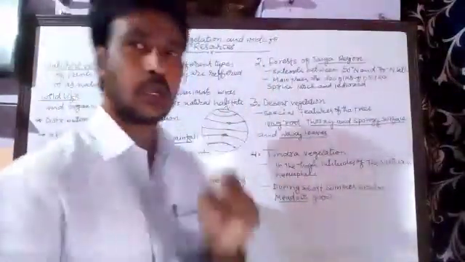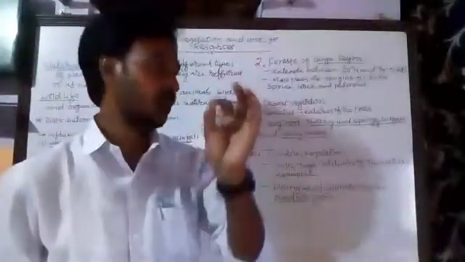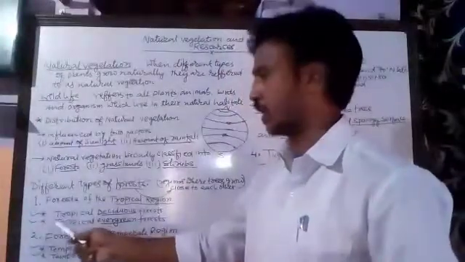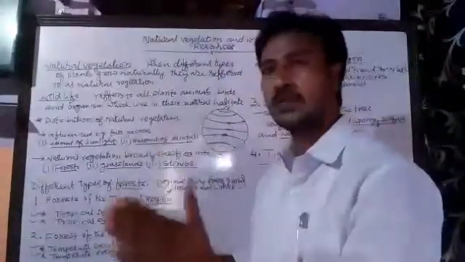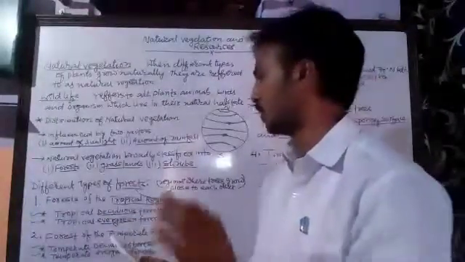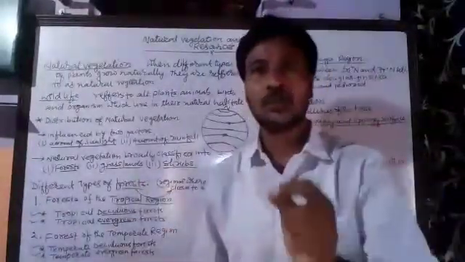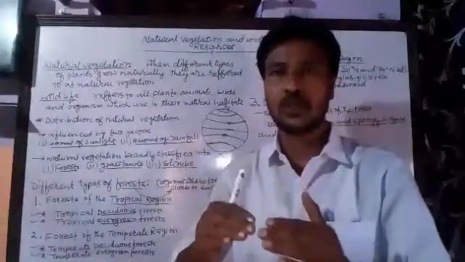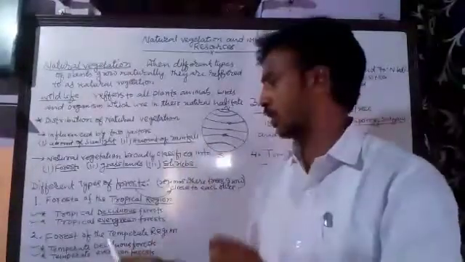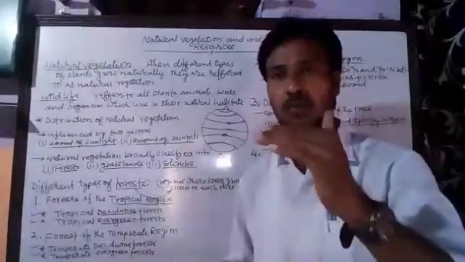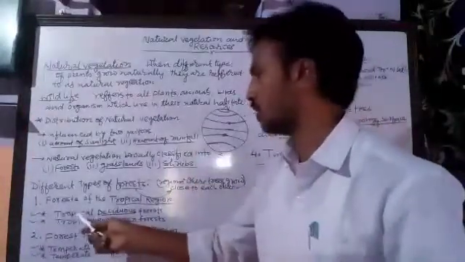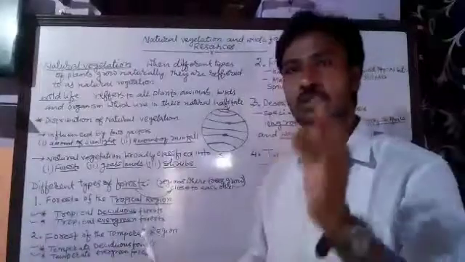Therefore, this area has two types of forest: tropical evergreen forest and tropical deciduous forest. The forest of the tropical area is divided into two: tropical deciduous forest and tropical evergreen forest. Let me tell you about the tropical deciduous forest. These are the areas where the temperature is moderate, and also the rainfall is moderate, the average rainfall. In these areas, tropical deciduous forests are found.